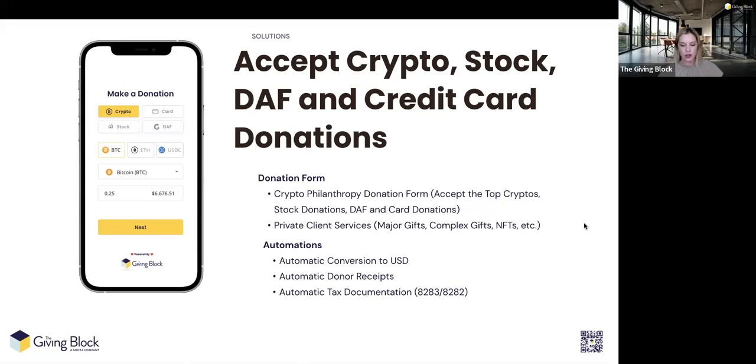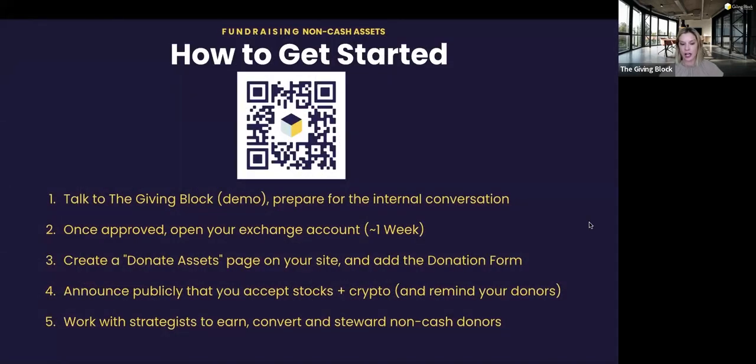So if you are interested in learning a little bit more about The Giving Block, I'll just run you through the setup real quick. You can scan this QR code if you're interested in learning more, but essentially what you would do is schedule a demo with us. We'd have a quick little chat. We would get you set up with your accounts, and then we would have you publish the donate assets page on your site with the donation form. And then of course you'd have to announce that you are accepting crypto and stocks.